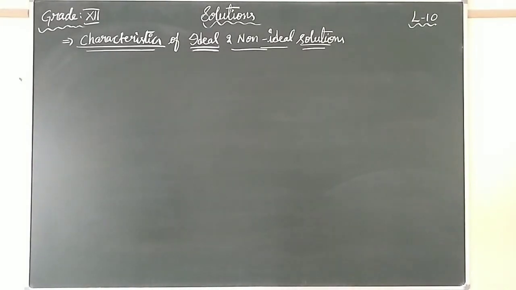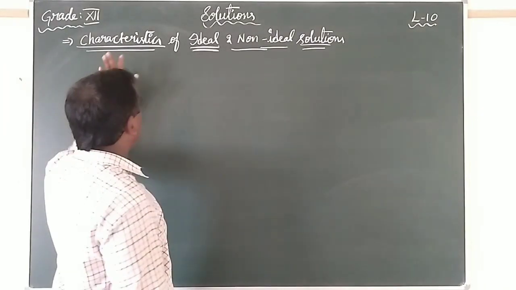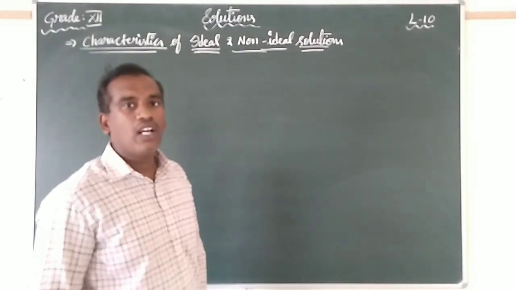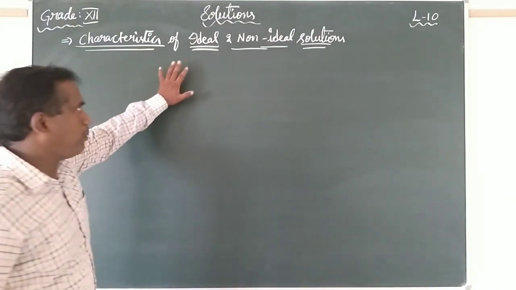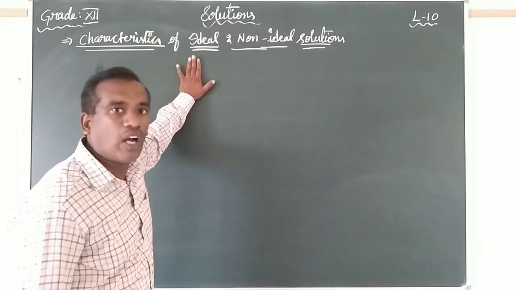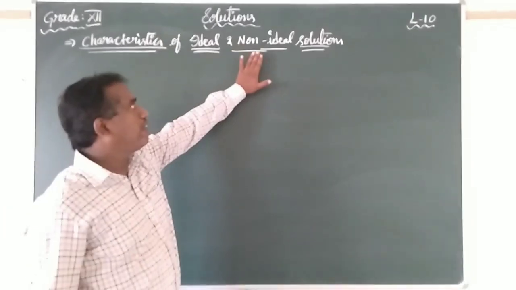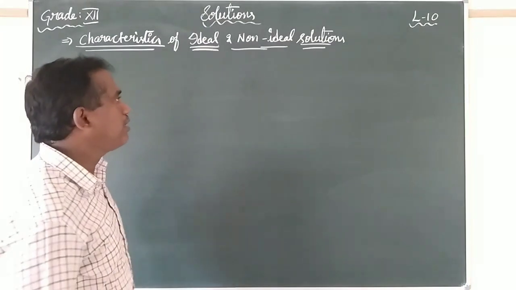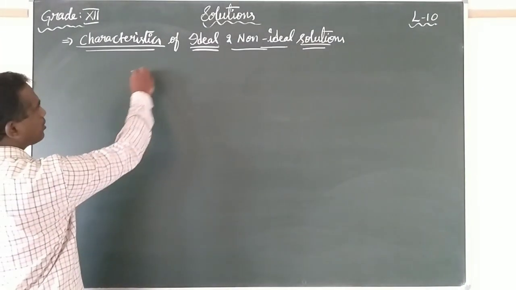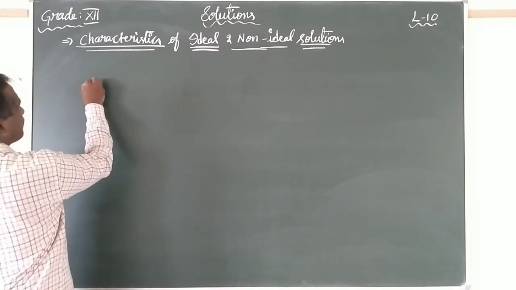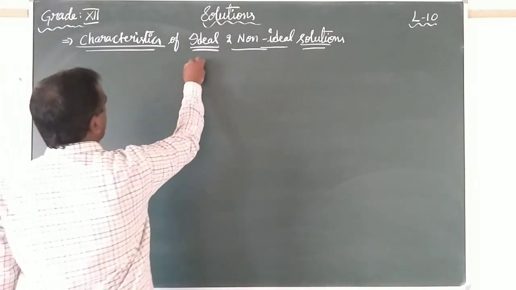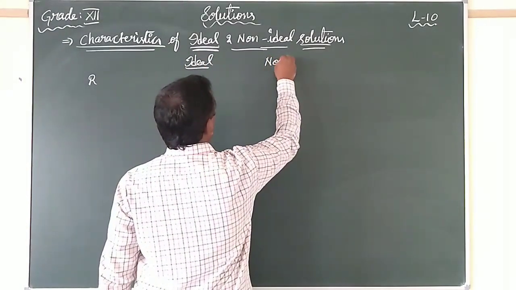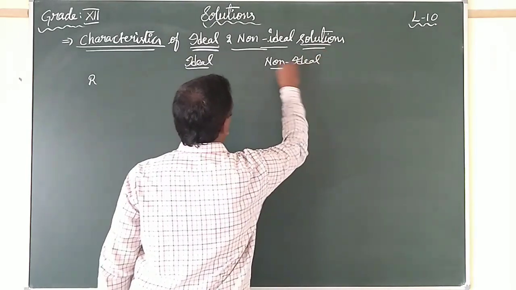Let us study the general characteristics of ideal and non-ideal solutions. Because we got explanation regarding the general characteristics of ideal solutions, but we don't know the general characteristics of non-ideal solutions. There are 4 points to be studied. Here we are going to get this one as tabulated data, so it will make our work very simple.